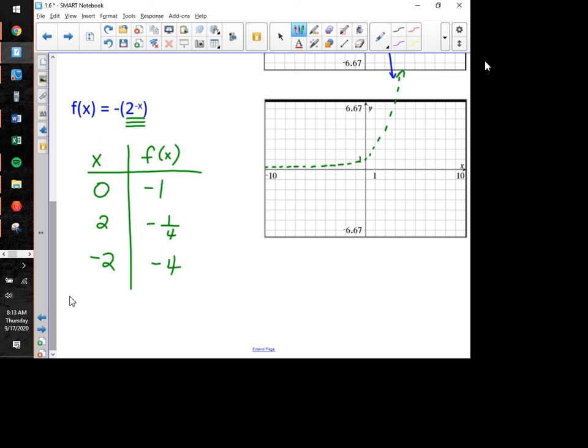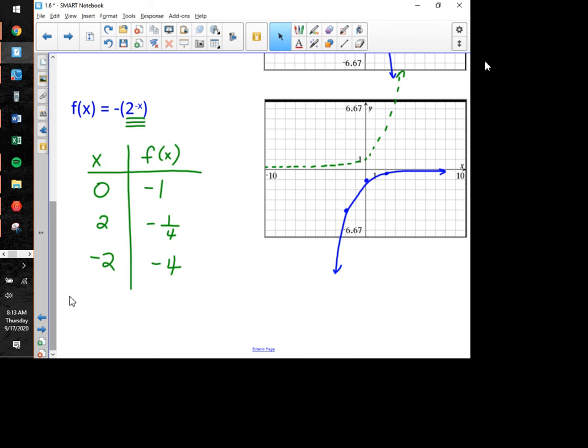So let's plot those 3 points: 0, -1. We have 2, -1/4, and we have -2, -4. And what are we seeing here? This graph looks like it has been flipped in both ways compared to the parent graph. Looks like it's been reflected both over the x-axis and also over the y-axis as well. Okay, everybody, so that's just kind of a quick recap of what exponential functions look like.